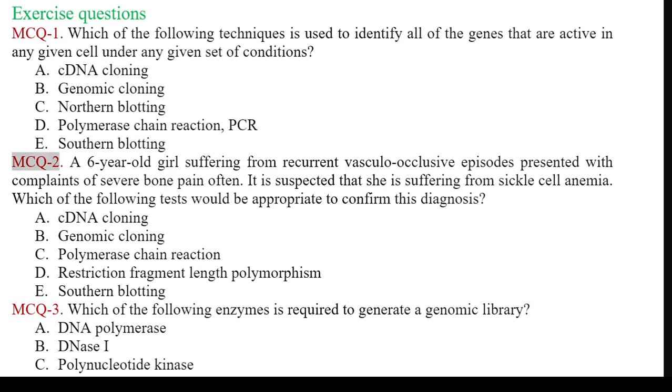MCQ 2. A 6-year-old girl suffering from recurrent vasculo-occlusive episodes presented with complaints of severe bone pain often. It is suspected that she is suffering from sickle cell anemia. Which of the following tests would be appropriate to confirm this diagnosis? cDNA cloning, genomic cloning, polymerase chain reaction, restriction fragment length polymorphism, southern blotting.